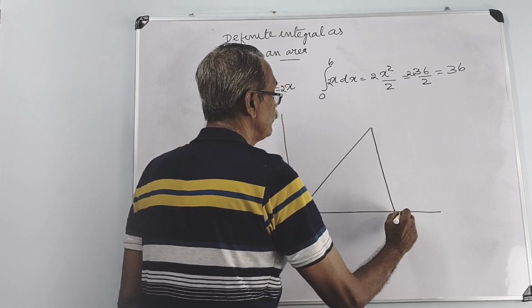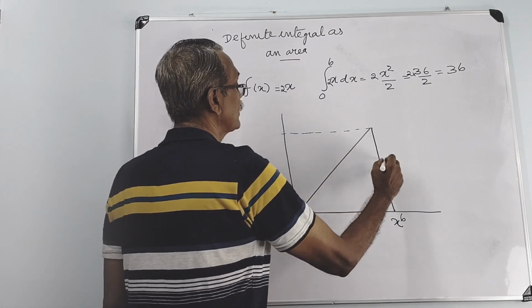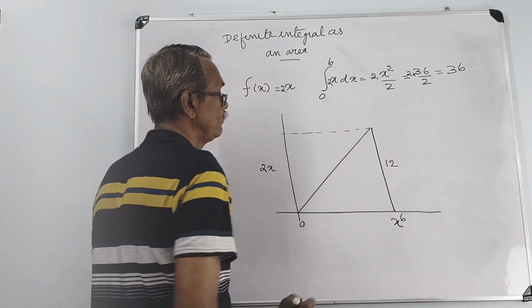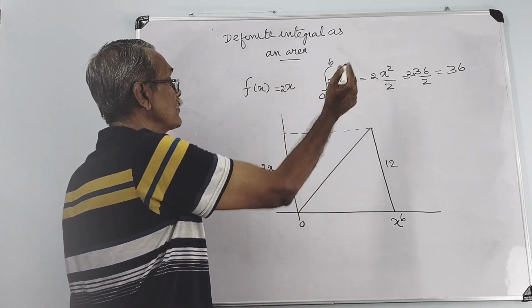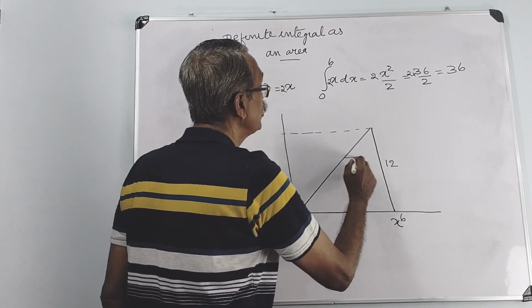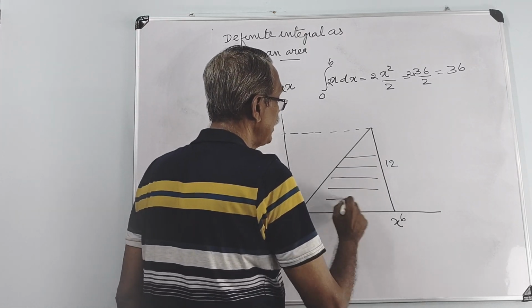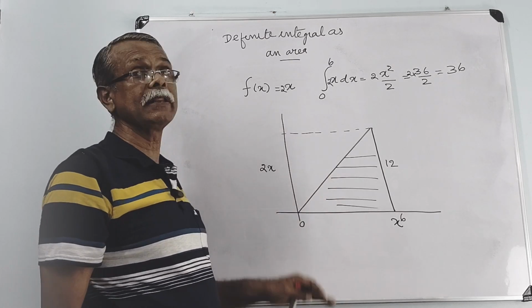This is 6. If this is 6, this is 2x, therefore this is 12. In order to evaluate the integral from 0 to 6 of 2x dx, I simply draw this graph and I need to evaluate only this integral, this area. I don't need any calculus. I simply take the area.